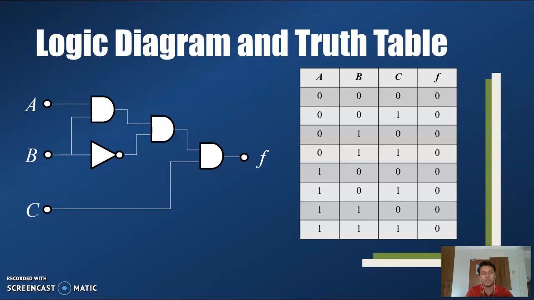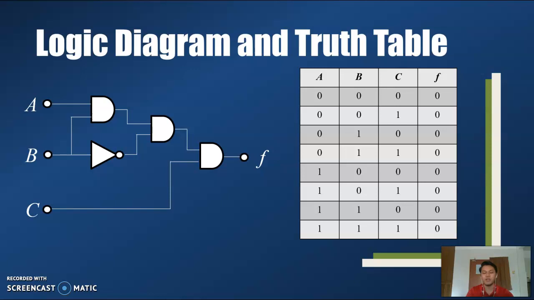We have three inputs A, B, and C, and one output, which is F. In the logic diagram, we utilize 3 AND gates and 1 NOT gate. So as you can see, no matter the combination of the input, the output will always be 0. And I also took the liberty and opportunity to include the truth table to make it easier for us to analyze the logic diagram and the equation.